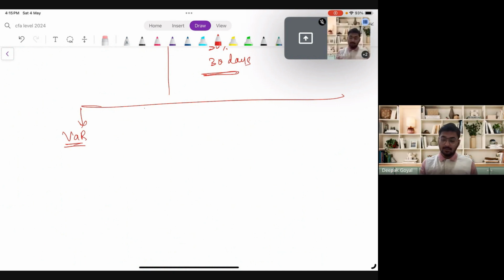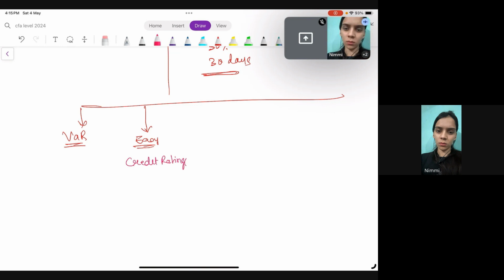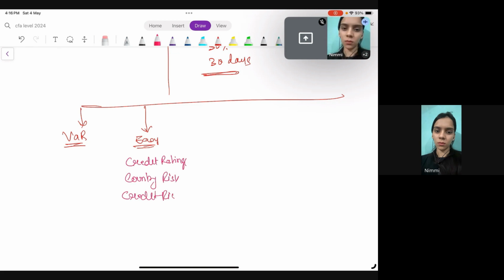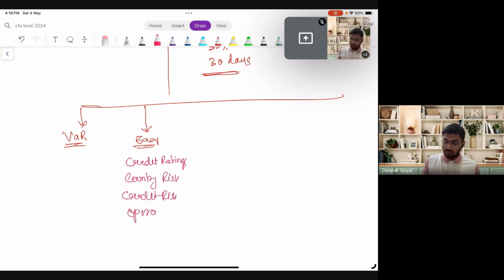Now, after that, there is one segment which is an easy segment, just like the blocks I created earlier. One is credit ratings. Then you have country risk, then you have credit risk, and operational risk. This is one block, and this is an easy block.